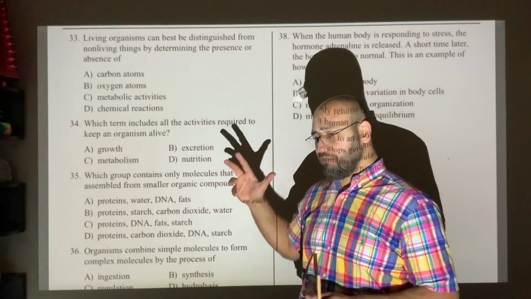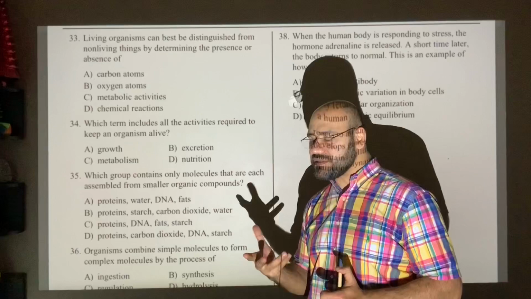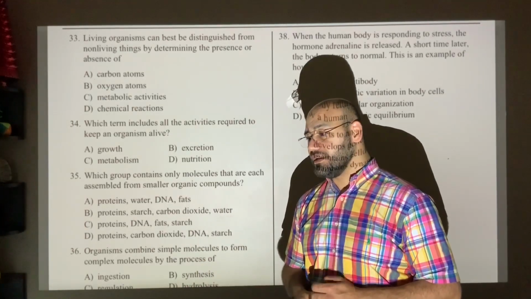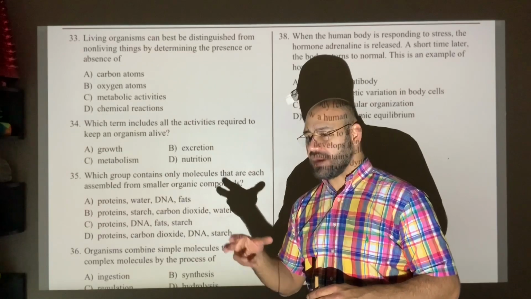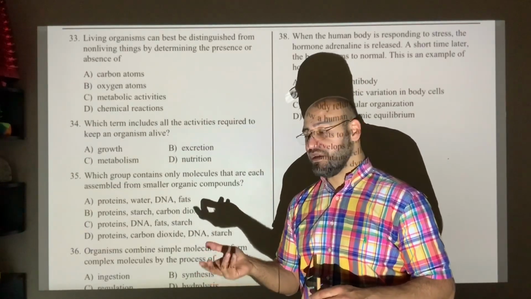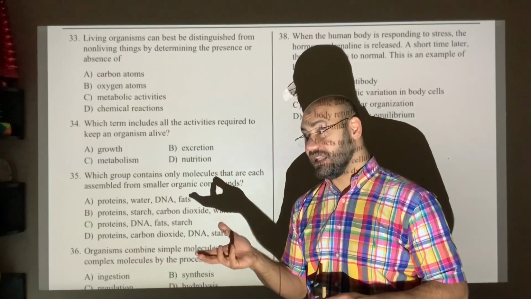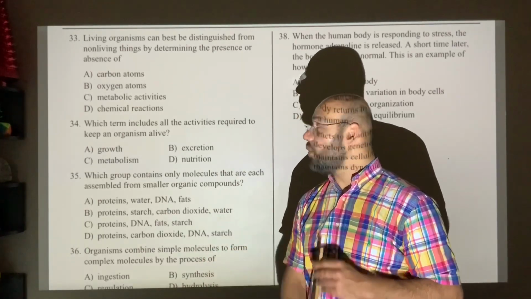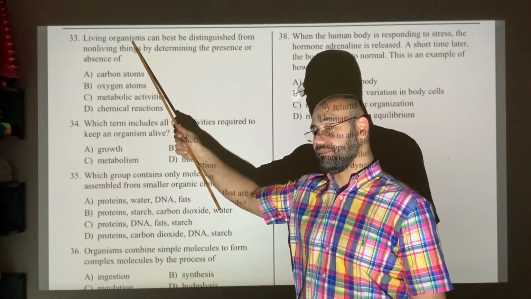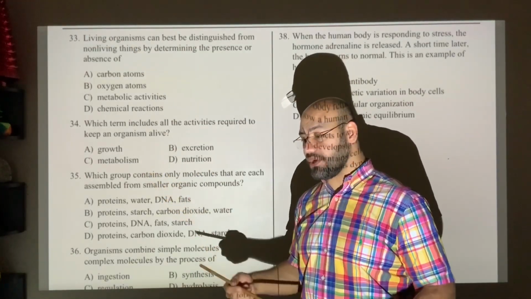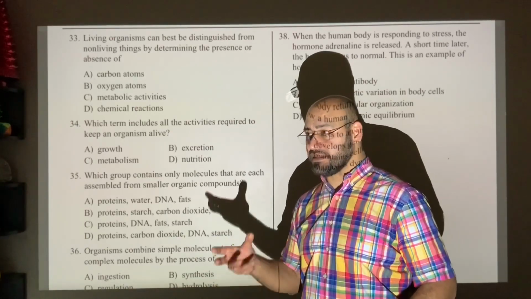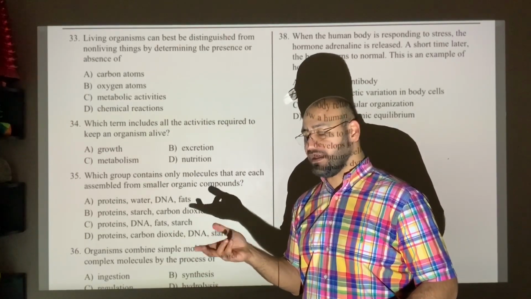B, oxygen atoms. That is probably the most confusing one, because you would think the presence of oxygen indicates the presence of life. Well, you remember how we talked about aerobic and anaerobic respiration? Which basically means there are organisms that can live without oxygen. So the lack of oxygen does not necessarily mean the lack of life. Something that may appear to have no oxygen can still be living. So when you think of oxygen as the determining factor, you would be really confused.